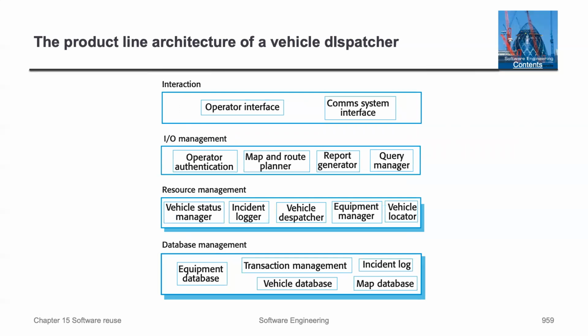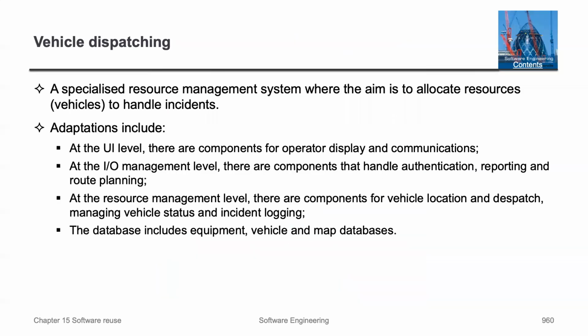So I won't go into this in detail, but this is going into more specifics for the architecture of a vehicle dispatcher. And so each one of those things has some more specifics. For vehicle dispatching, this is a specialized resource management system where the aim is to allocate resources, i.e. vehicles, to handle incidents. And so adaptations include the user interface level.